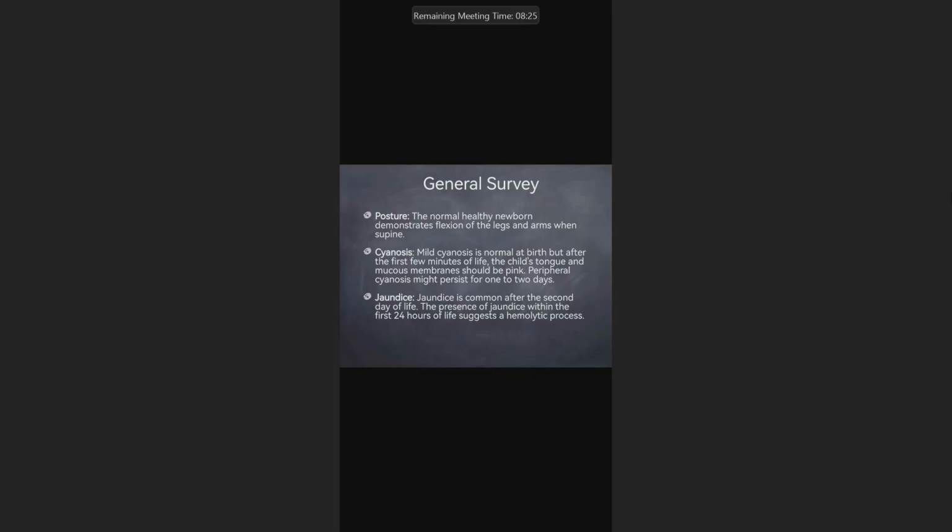Jaundice is common after the second day of life. The presence of jaundice within the first 24 hours of life suggests a hemolytic process. The most common is ABO incompatibility. That's why if you see a newborn or neonate who has jaundice with onset less than 24 hours, you have to think of hemolytic diseases. The most common is ABO incompatibility.